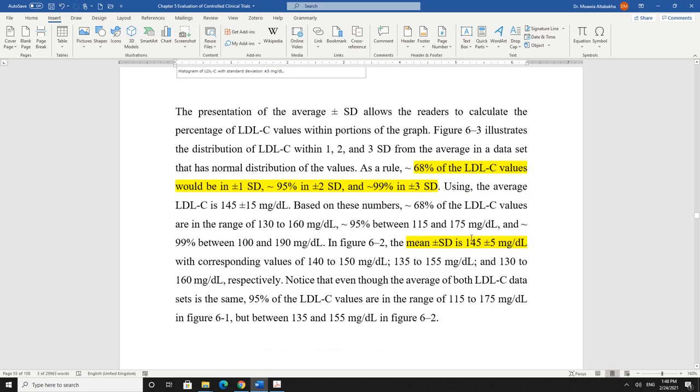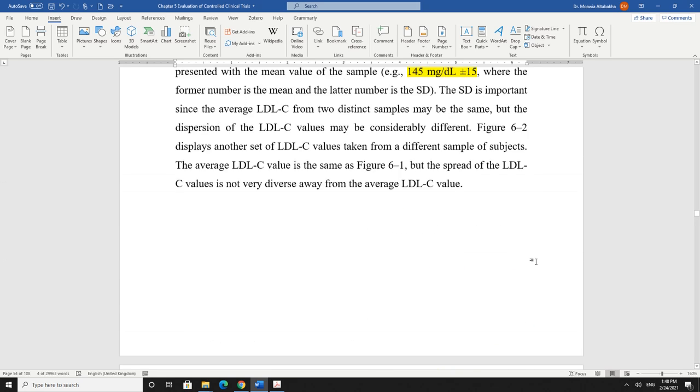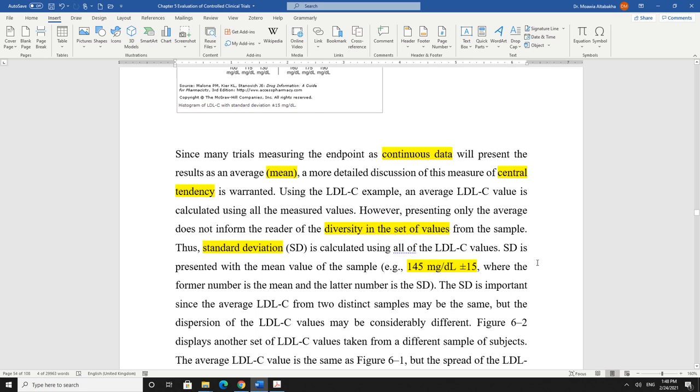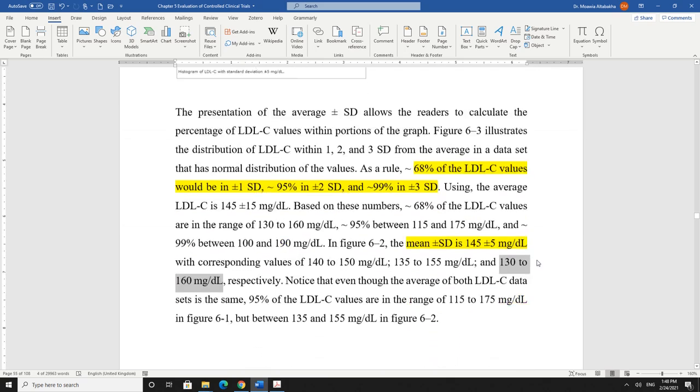So if I say, okay, the mean is 145 plus minus 5, of course this is the standard deviation, it means 68% of the subjects will be from 140 to 150 milligram. And about 95% of the subjects will be from 135 to 155. And more than 99% will be from 130 to 160. So now you understood what we mean by standard deviation and what information it tells us. The lower the standard deviation, the less is the diversity in the values. It means values are closer to each other.